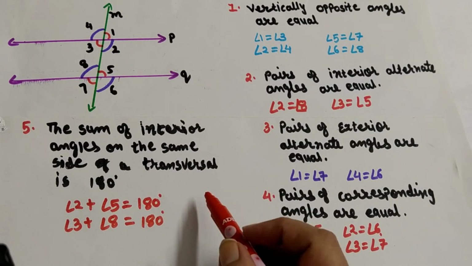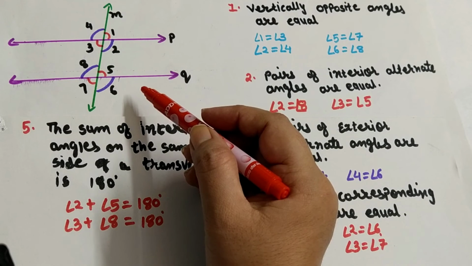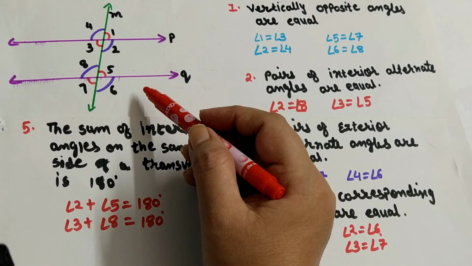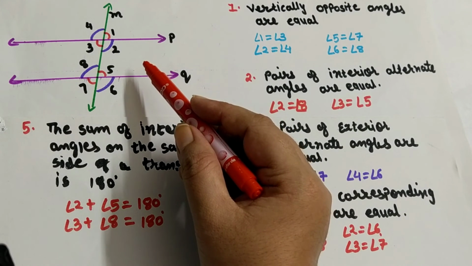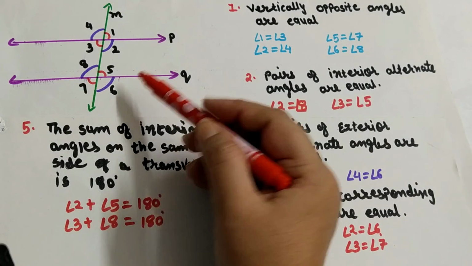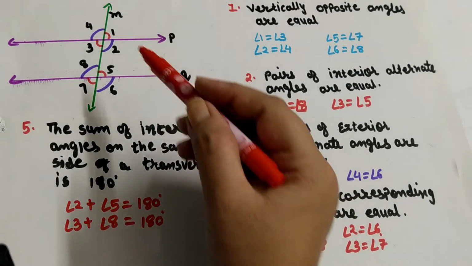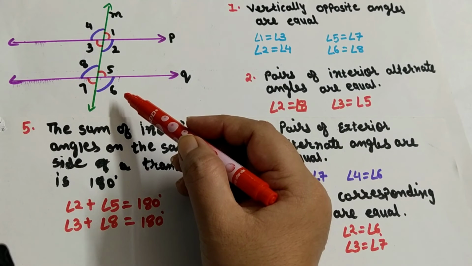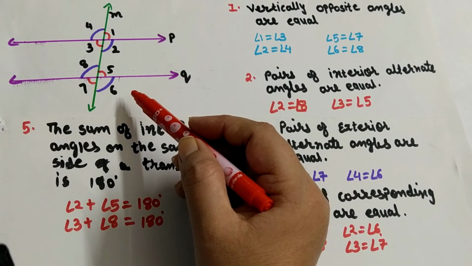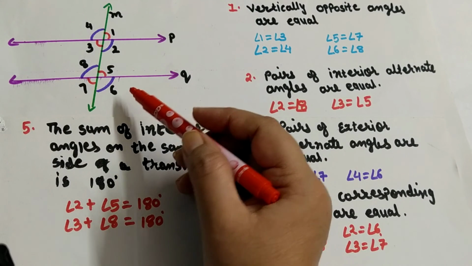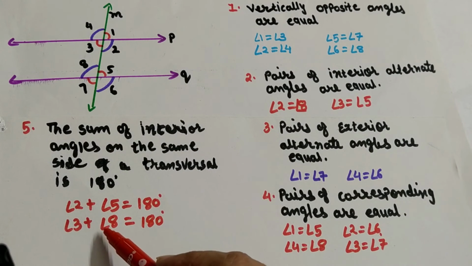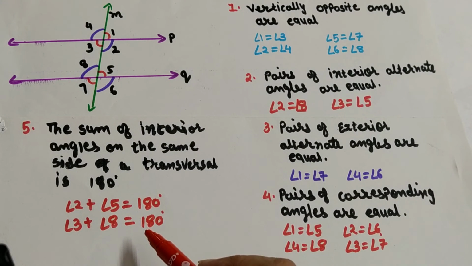So here angle 2 and angle 5 are the angles on the same side of a transversal. So the sum of angle 2 and angle 5 is 180 degrees. Angle 3 and angle 8 are on the other side, but also on the same side of the transversal. Then we can say that angle 3 plus angle 8 is equal to 180 degrees.